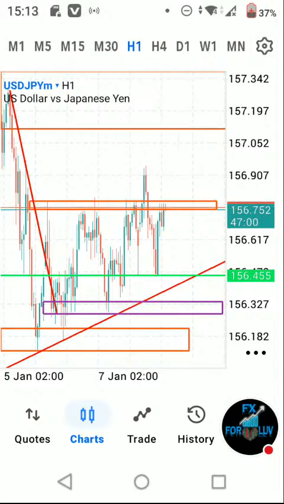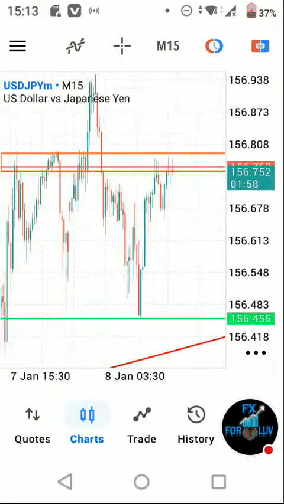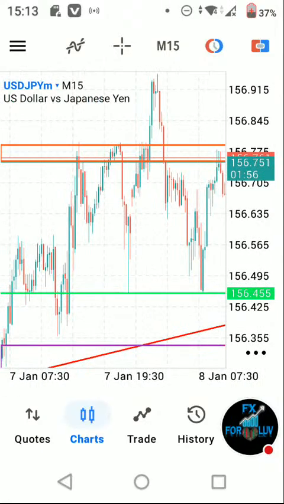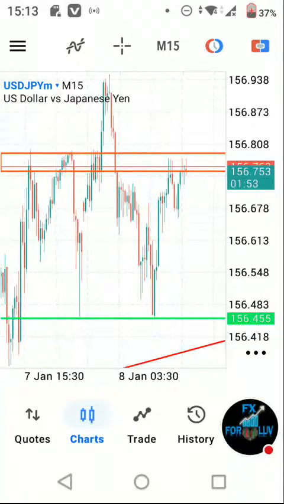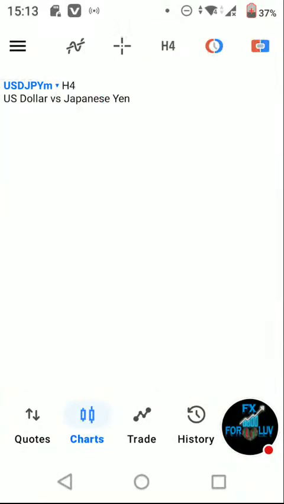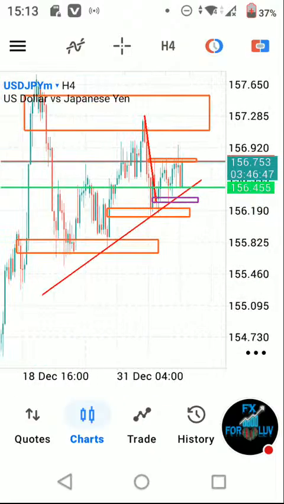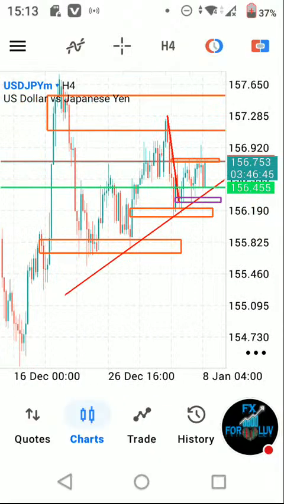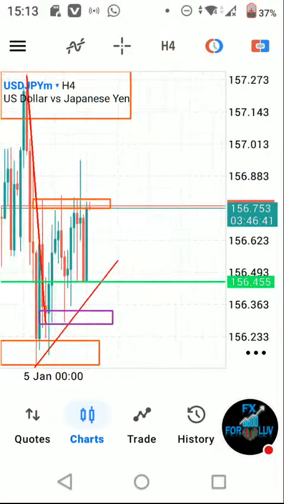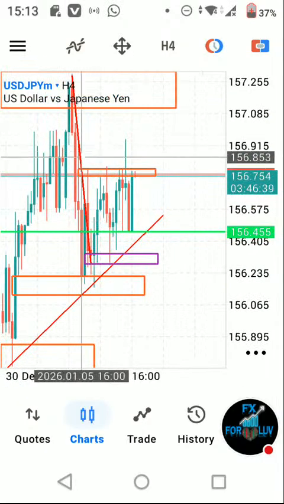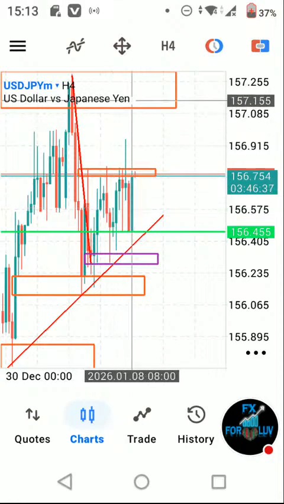So that's why even if I go to the M15 on USD JPY, if you take a good look, we don't yet have a trade. Because when I look at the H4, USD JPY just tapped a demand zone. But still, when it tapped this demand zone, it headed over to the supply zone.